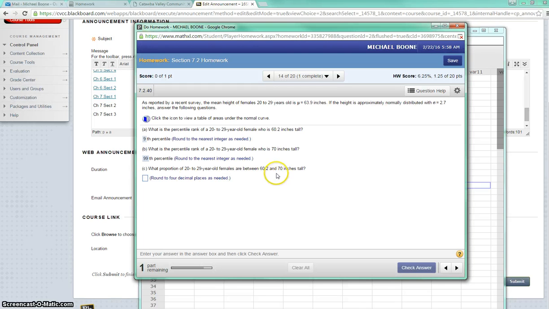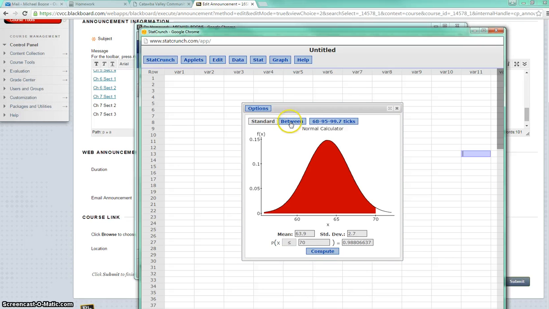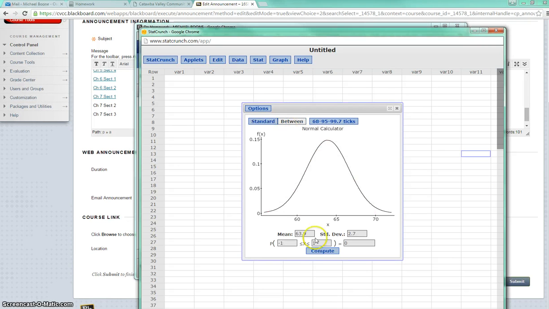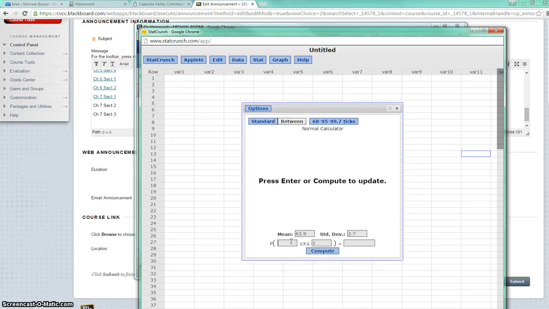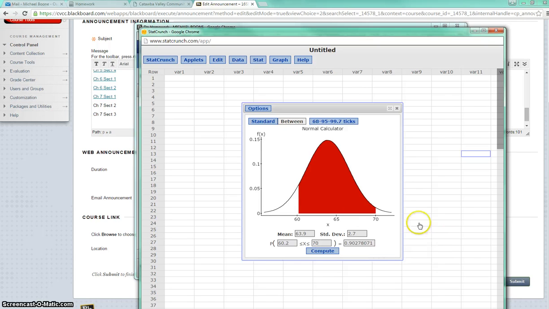Now here's a between. With StatCrunch, 60.2 and 70, it's very easy to do between. We just go to the between page, 60.2 and 70. Again, it gives a nice visual of what we're looking for. So that means 90% of the people are between 60.2 inches and 70 inches. So 90%.